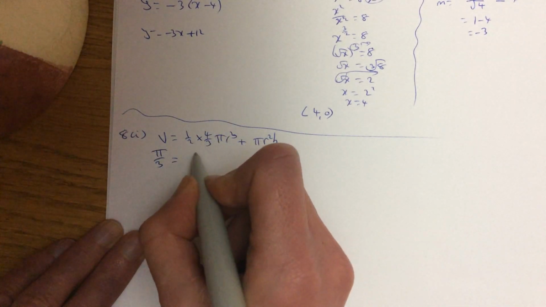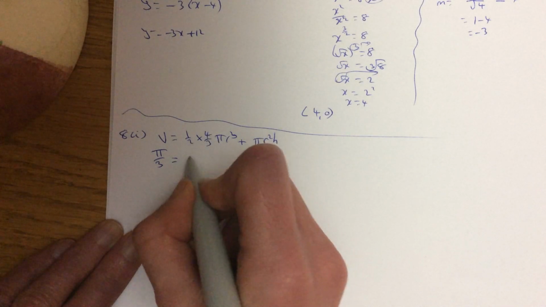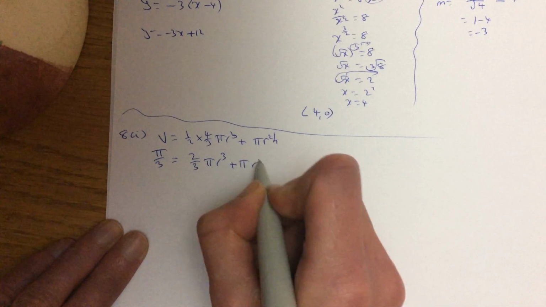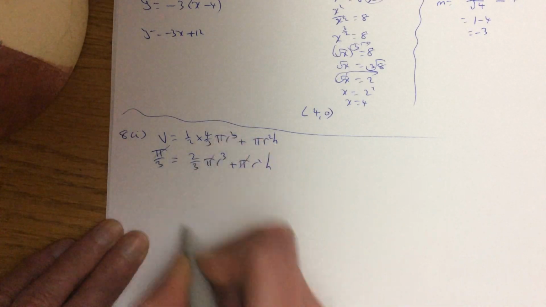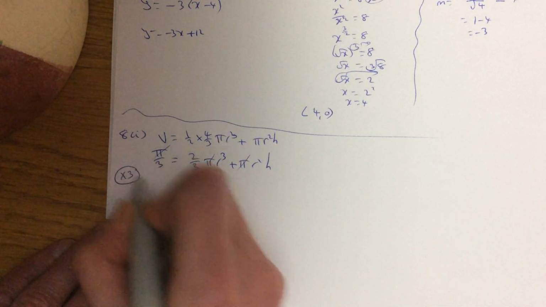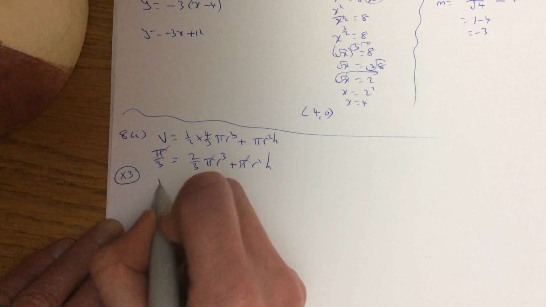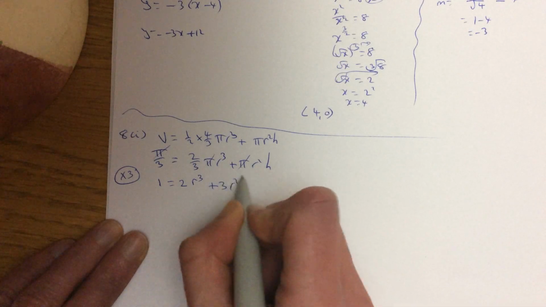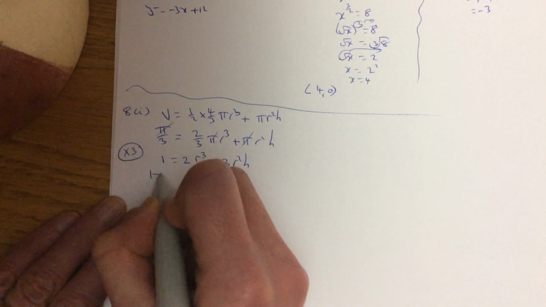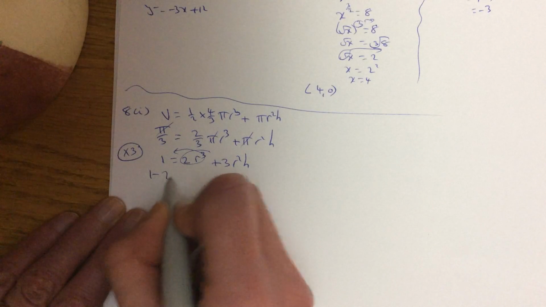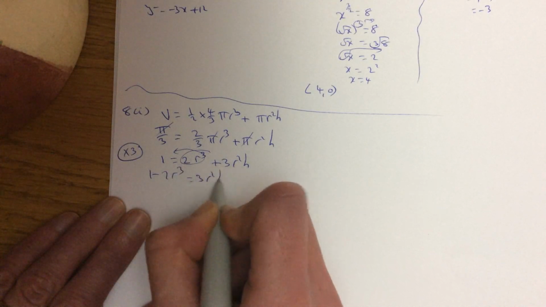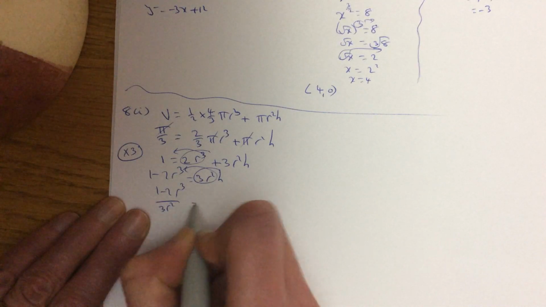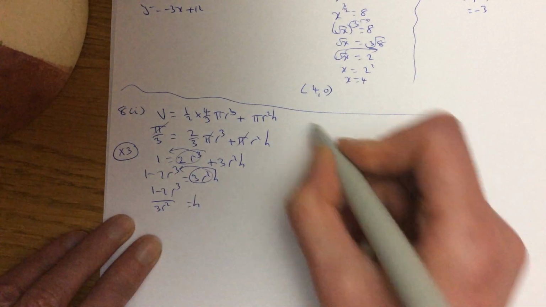So 4 over 2 cancels, giving you a 2 on top. There's a pi in each term, so you can just cancel it off. I'm going to multiply everything by 3 just to get rid of the fractions. So that becomes 1 equals 2r cubed plus 3r squared h. I want h on its own, so I'm moving this over first. And then I'm going to move this over and it becomes a division. And that's what part 1 of the question is asking you to find.